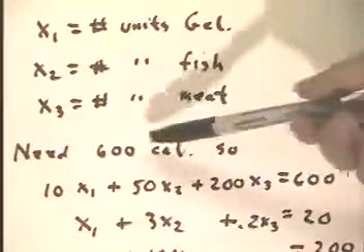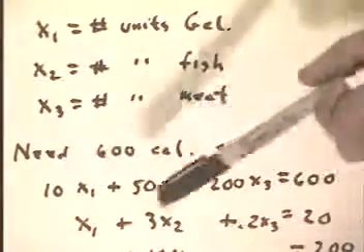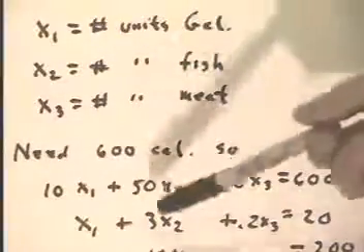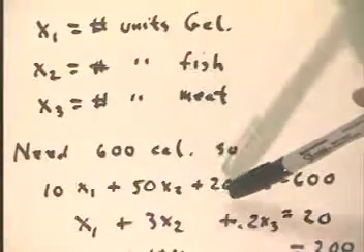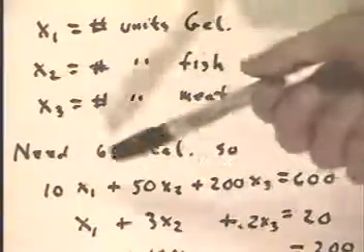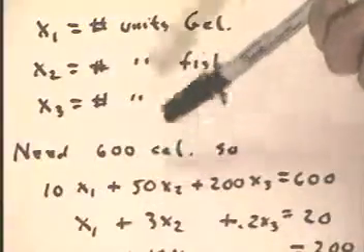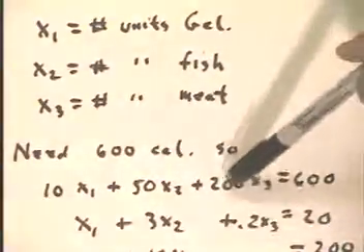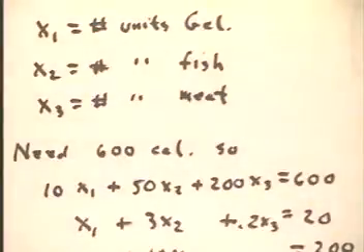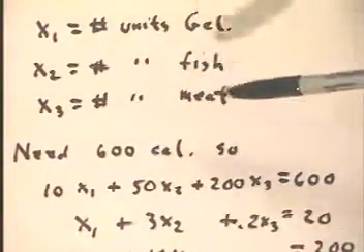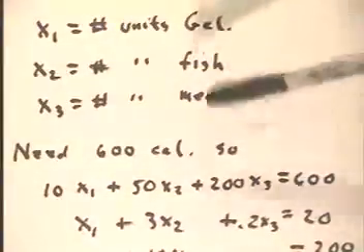So that the 600 calories that we need will have to be equal to 10 times the number of units of gelatin plus 50 times the number of fish plus 200 times the number of units of meat. So 10 calories per unit times x1 units of gelatin, 50 calories per unit times x2 units of fish, 200 calories per unit times x3 units of meat. Then I guess we go to protein, and each unit of gelatin has 1 unit of protein, each unit of fish has 3, each unit of this so-called meat has 0.2.